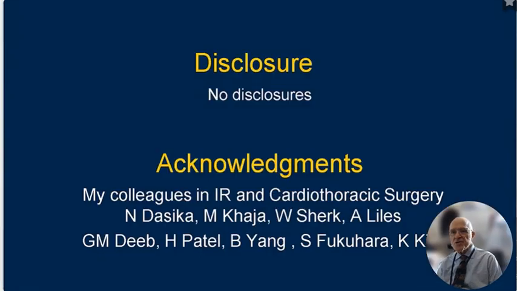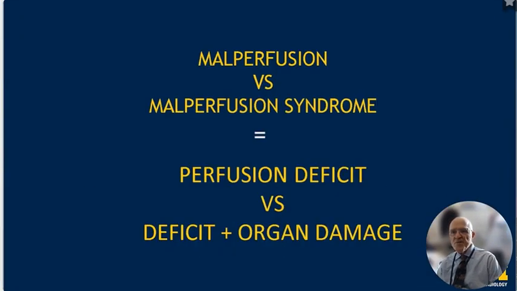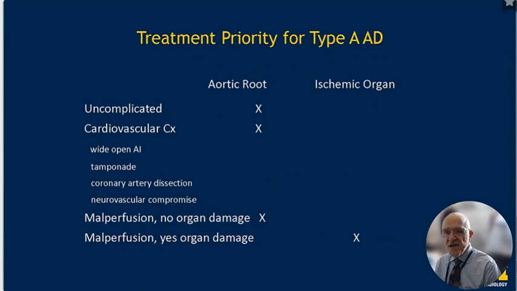No disclosures. Malperfusion is a pressure deficit exceeding 15 millimeters mercury systolic. Malperfusion syndrome is a perfusion deficit accompanied by organ damage, usually the gut and legs. Listed here are 4 categories of type A dissection.